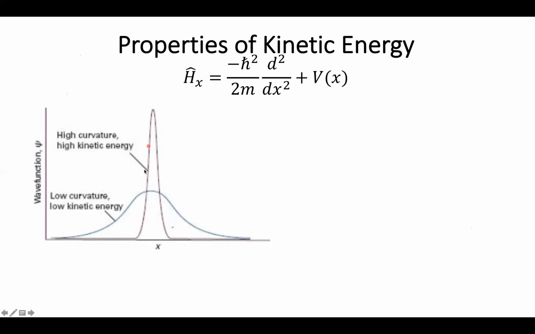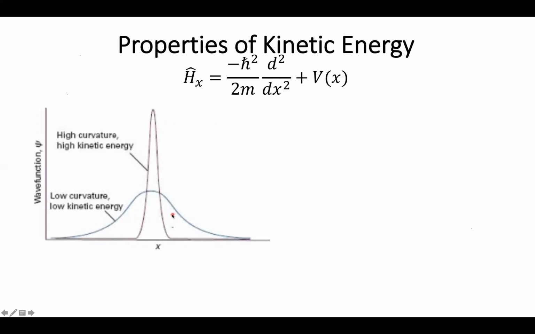Now, something very interesting happens if I have a highly curved wave function. Since my slope is rapidly changing, it quickly goes from a slope of near zero to a slope that's very positive to zero to very negative. This very quick change is going to give me a fairly large kinetic energy. So again, low curvature, low kinetic energy; high curvature, high kinetic energy.